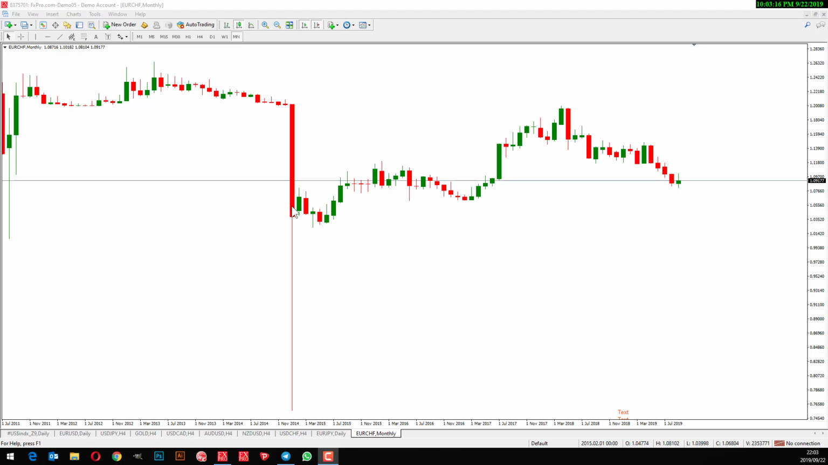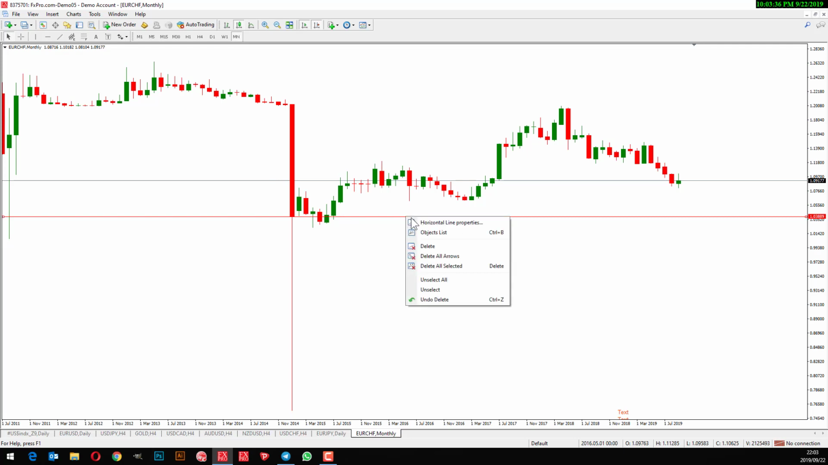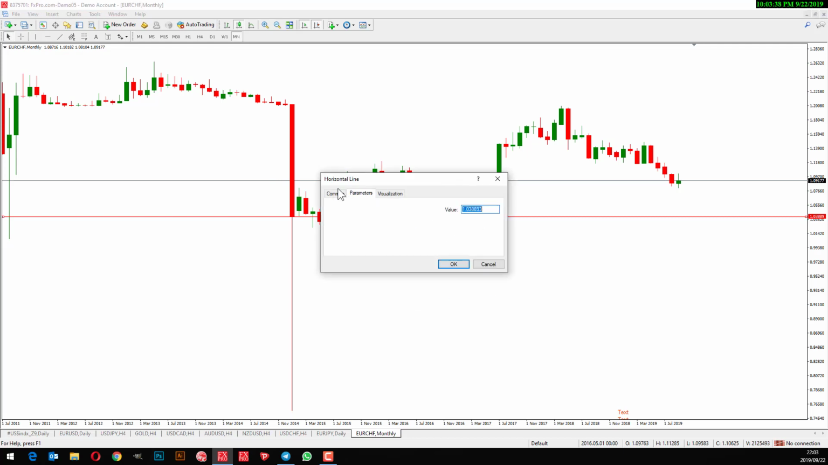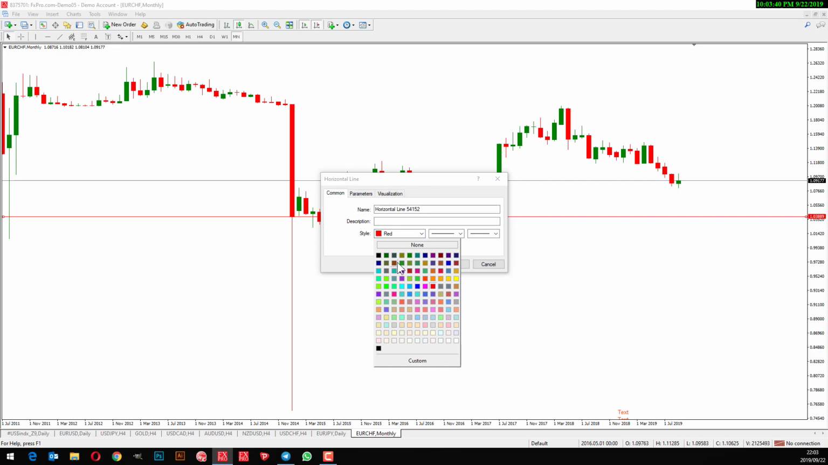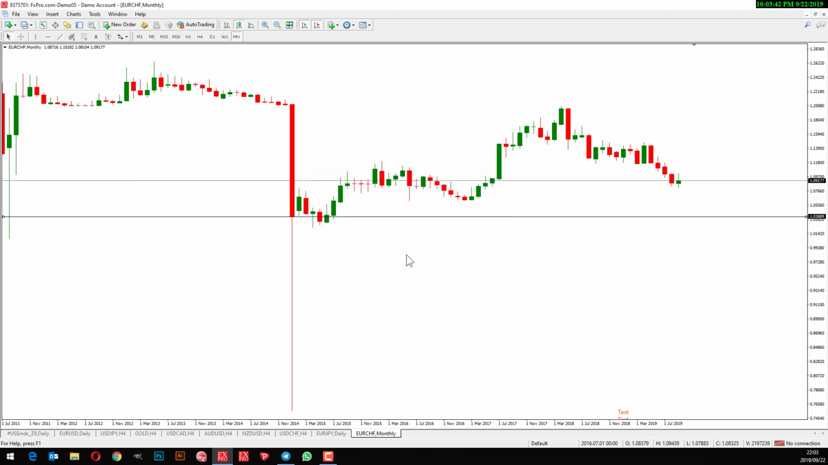So first things first, I'm going to highlight this area here. You see, the closing price of November 2014. I'm going to highlight that area, right? So let's take note of that area. Let me just change the coloring on this line here. Let me make it black. Right, so that's the area that I'm going to highlight.